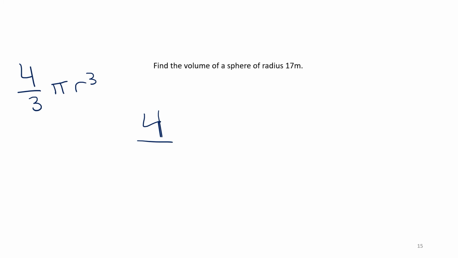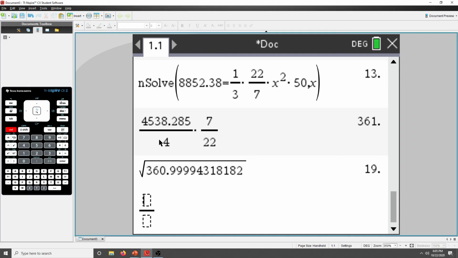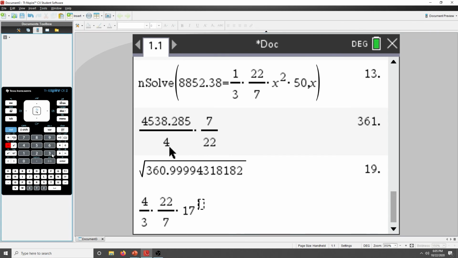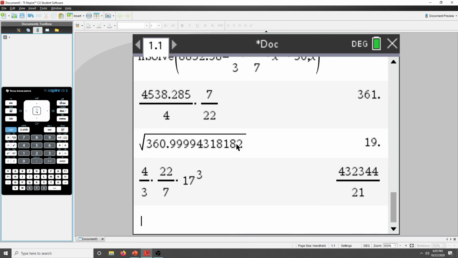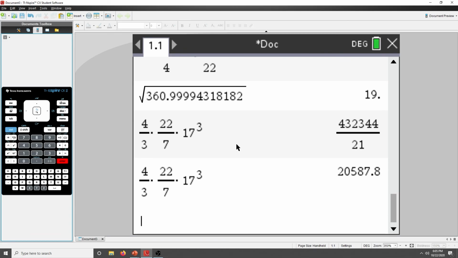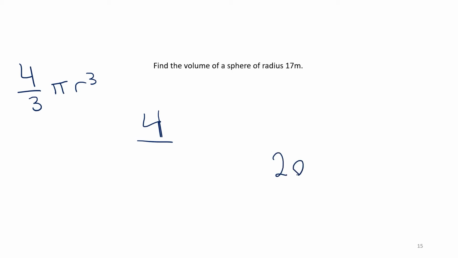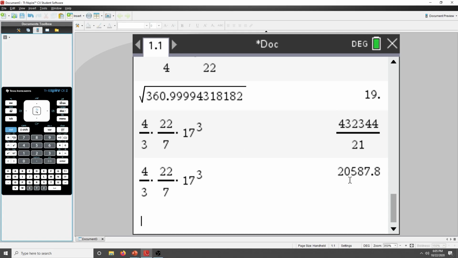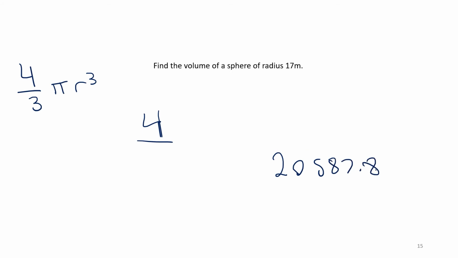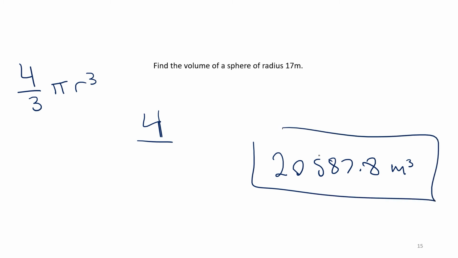4/3, well, we don't even need to write this out. Let's just get right to it. 4/3 times 22/7 times r, which is 17 to the third. Got to use a little caret and hit to the third. We get that. Control Enter gives us the correct answer of 20,587.8 meters cubed. And this looks really big, right?